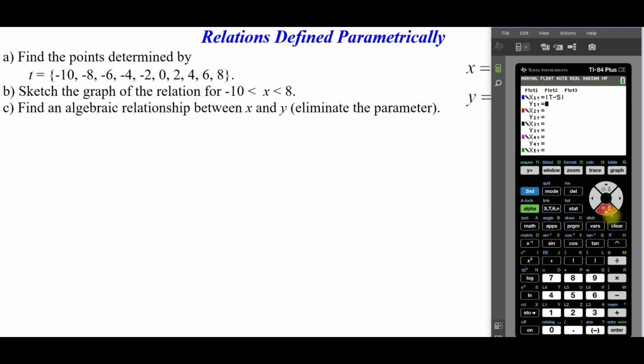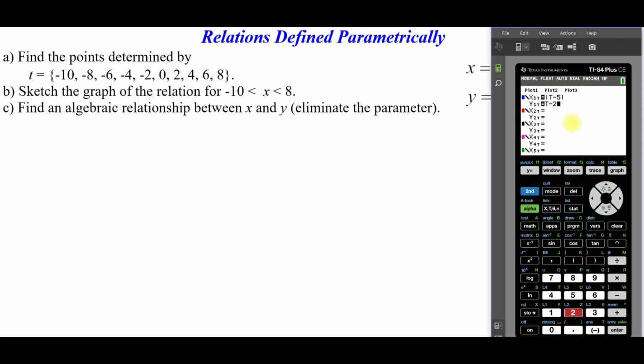And then use your arrow key to go down. You have to put the Y equation in, and then we're going to go T minus 2. If you notice there, the black highlighting around the equal sign did not show up until we started to enter in the second equation, because you cannot graph unless you have both the X and the Y equation.